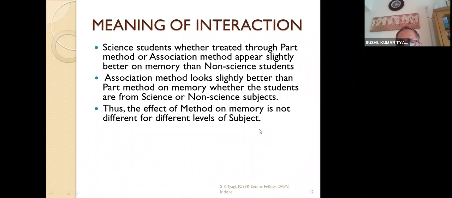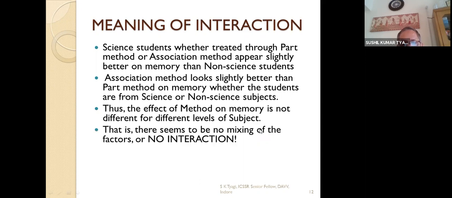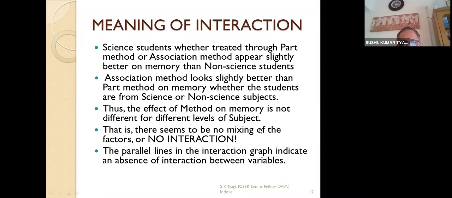So if association method is better than part method, it is for both science and non-science. If science is better than non-science, it is for both methods of teaching, association as well as part. Therefore, there is no interaction. That is, there seems to be no mixing of the factors. The parallel lines in the interaction graph indicate the absence of interaction.